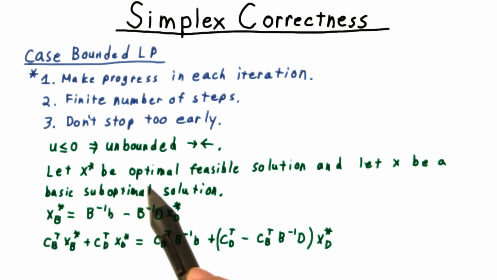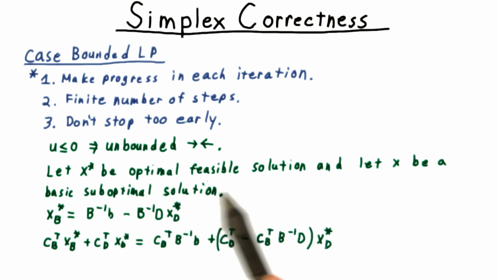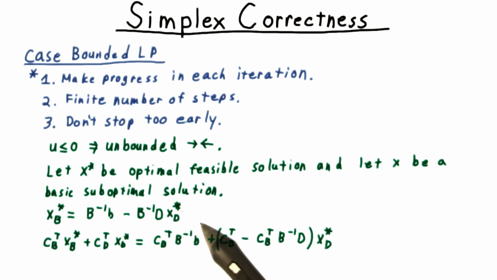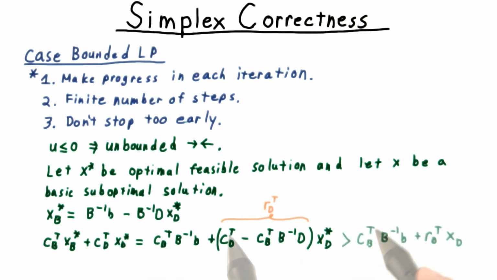We'll let x star be an optimal feasible solution that's not necessarily basic, and we'll let x be a basic suboptimal solution. Well, using the basis for this basic suboptimal solution, I can write xb star in these terms here. This just comes from the equality constraint and the feasibility of x star. Substituting this expression back into the objective function gives me this result here. This expression here is the same RD that we obtained in the simplex method.